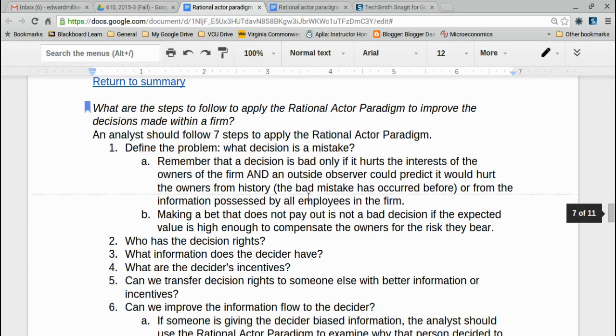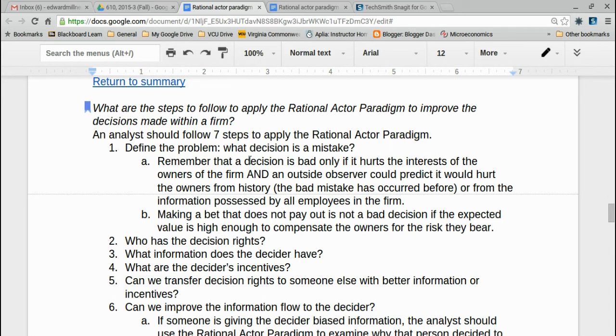A little summary here. Here's a 7-step process to follow to apply the rational paradigm to identify and improve decisions. Step 1, define the problem. What decision is a mistake? Remember that a decision is bad only if it hurts the interest of the owners and an outsider could predict that it would do so. Remember also that making a bet that does not pay out is not a bad decision if the expected value is high enough to compensate the owners for the risk they bear.